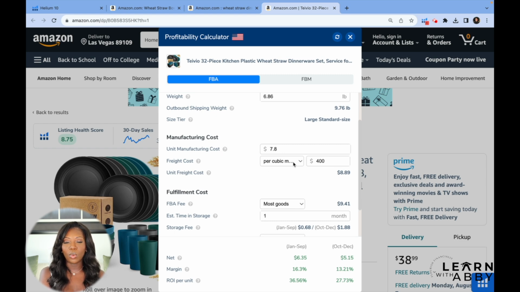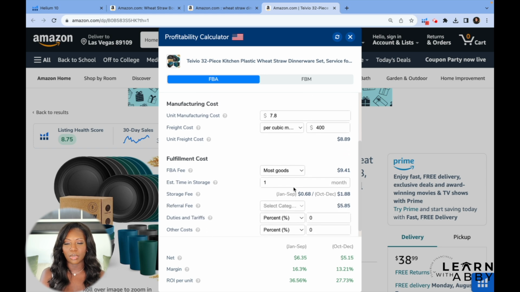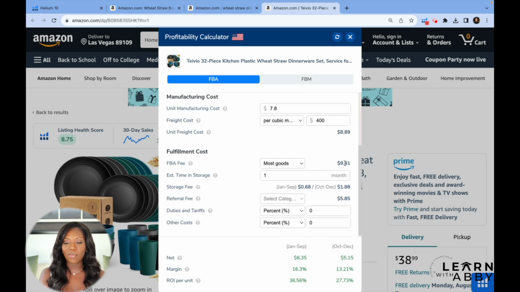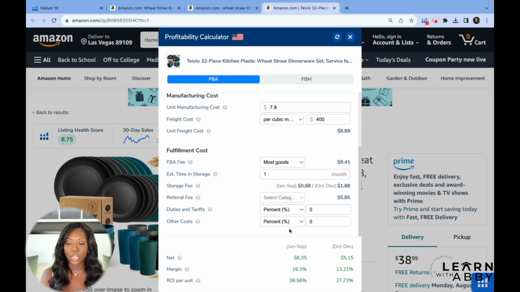Instead of undershooting the price and then maybe coming out with a number that is higher than what it realistically would be. So we'll go ahead and just leave it at $7.80. That's not a big deal. We can see what the FBA fee would be, or the Amazon fulfillment fee would be $9.41, the referral fee, and just the breakdown of all the different fees that Amazon would charge.